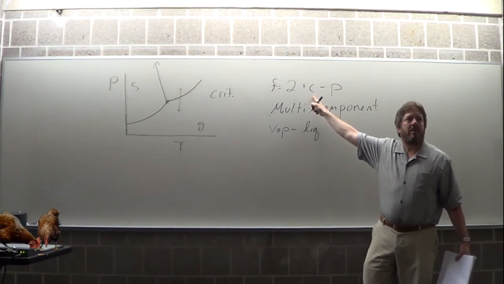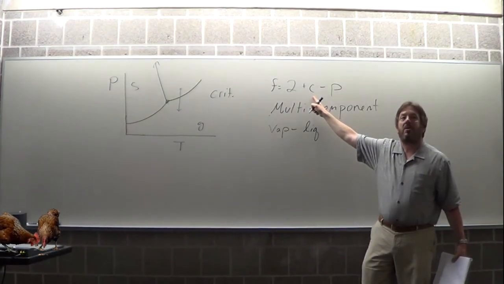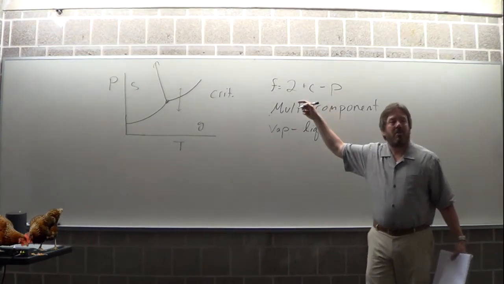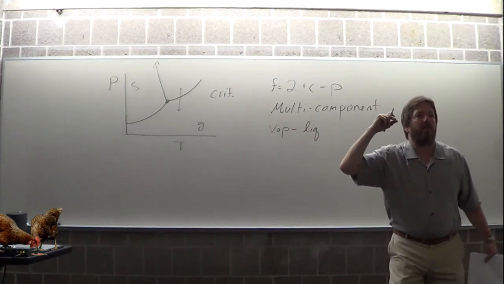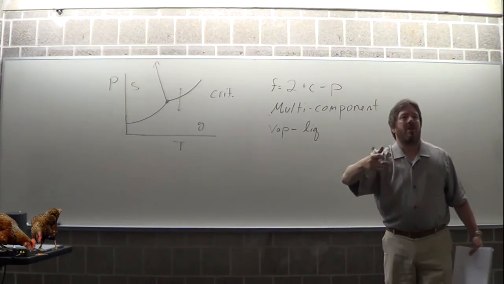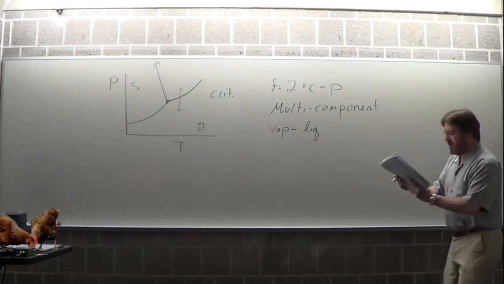whereas in a single component you have 1 degree of freedom, in multi-component you have 2. And that's what that means: if I depressurize a mixture, it won't suddenly turn from liquid to gas in the blink of an eye. It'll do so over a range. So that's the big picture.